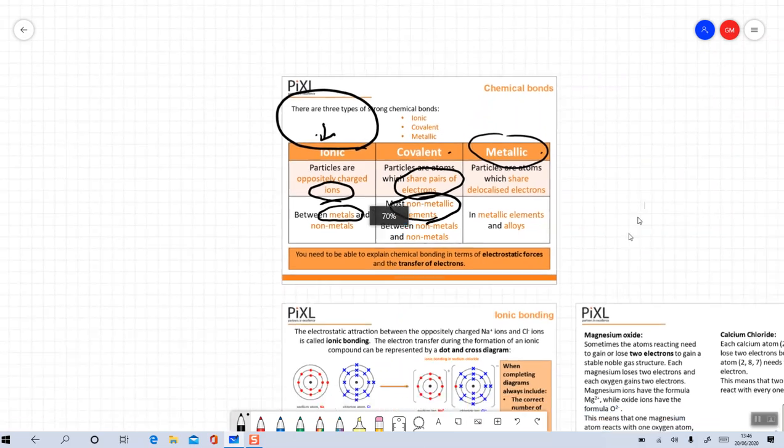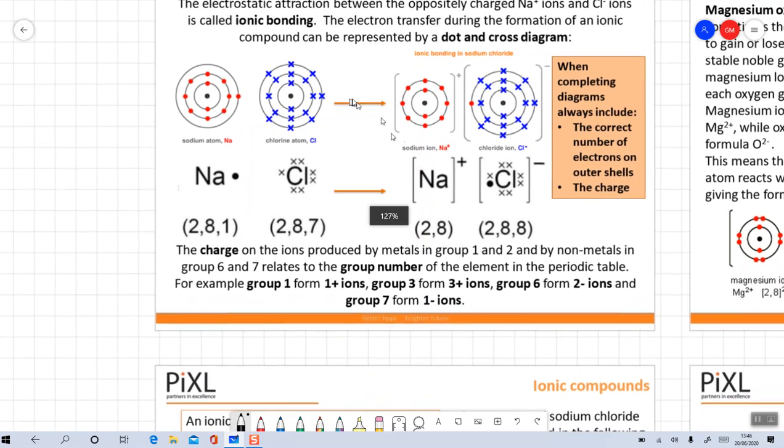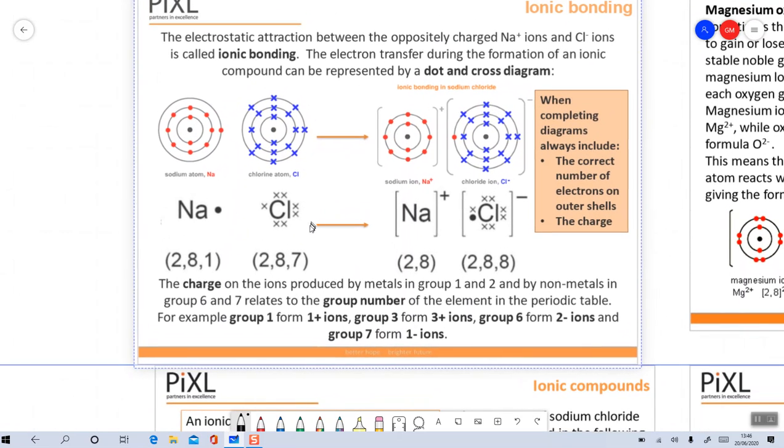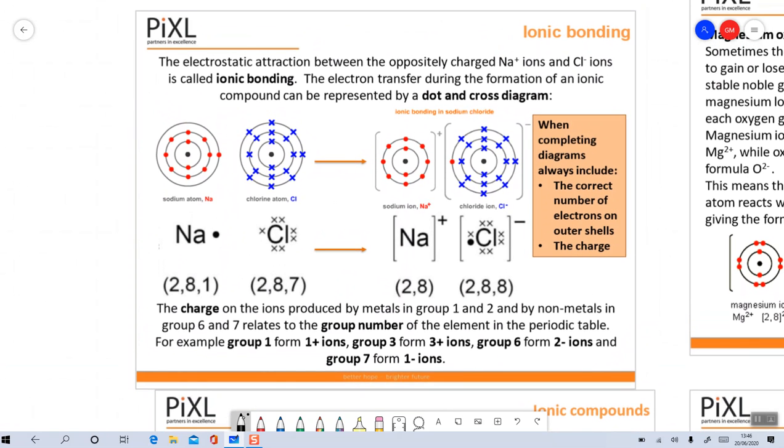So let's move on. Let's crack on to ionic bonding. It's going to look quite complicated, but I'll talk you through it. It's going to be fine. We're going to be looking at sodium joining to chlorine. Sodium is in group 1 of the periodic table, the symbol's Na. Chlorine is in group 7, the symbol's Cl.